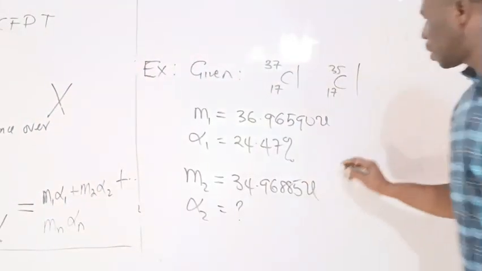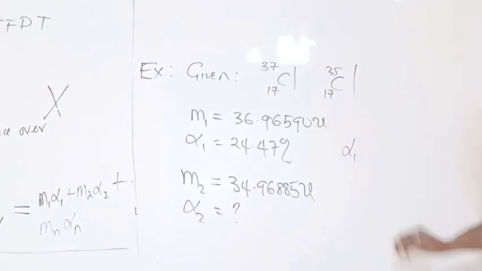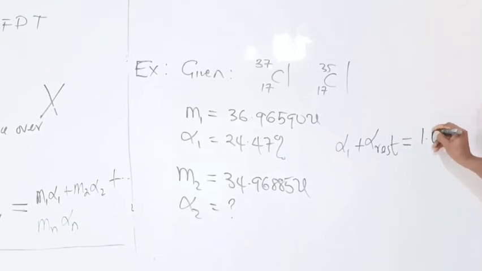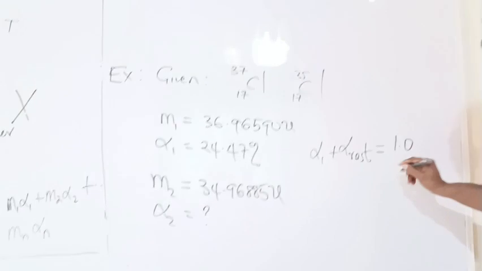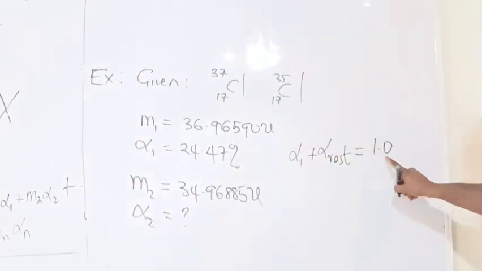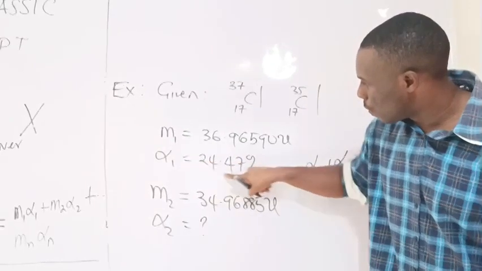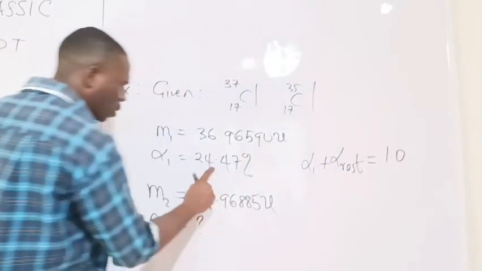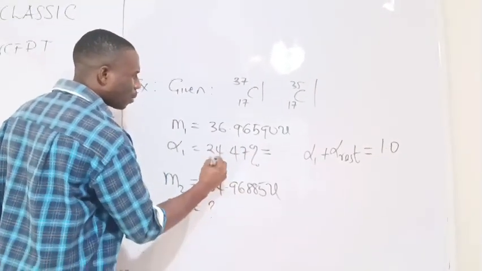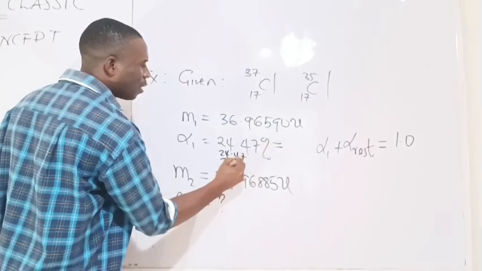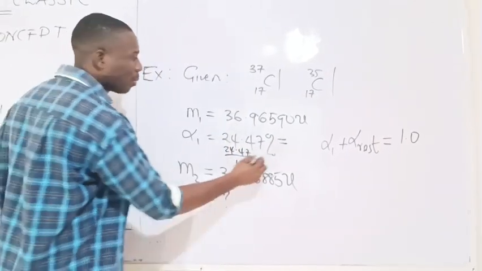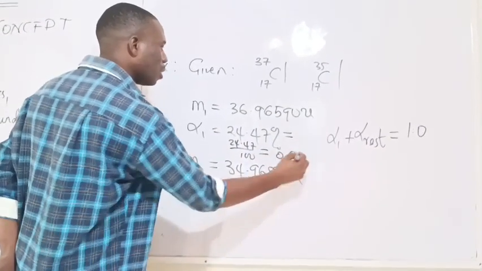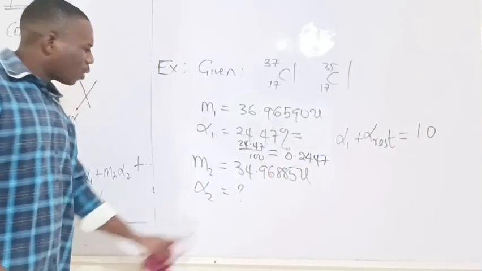But one thing to note is that the fractional abundance of the first isotope plus that of the rest, when you sum everything, must give you 1.0 if expressed in decimal. If expressed in percentage like you have here, it would give you 100%. So I could convert this to decimal. 24.47% means I divide by 100, so the decimal point goes 2 places backward. This turns out to be 0.2447.